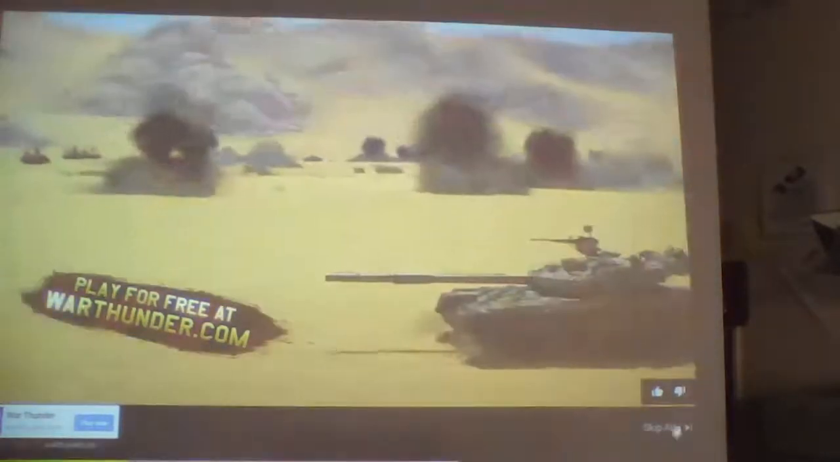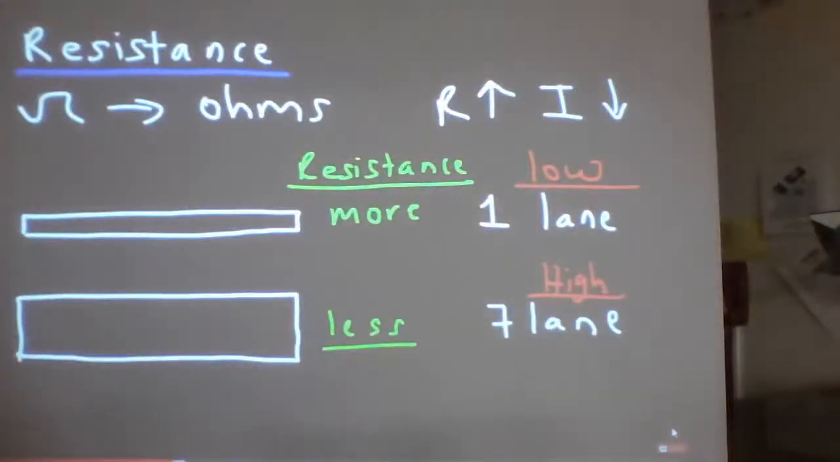So keep this in mind. Resistance and current, they are inversely related. Now, there is an equation that relates voltage, current, and resistance together. And this equation is known as Ohm's law.